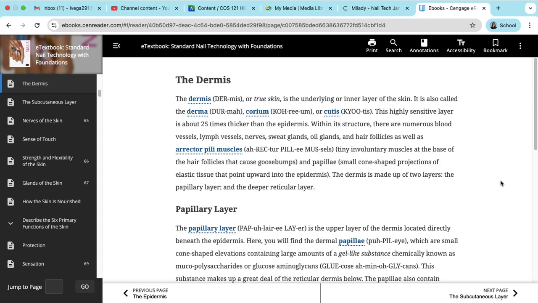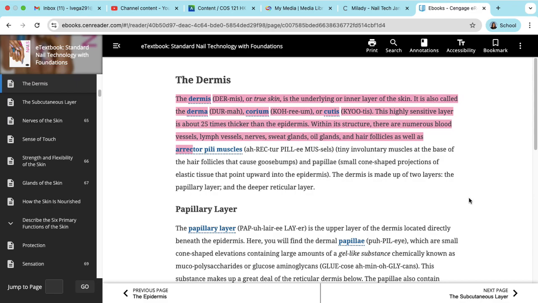Then we have the dermis. The dermis is the true skin. Underlying or inner layer of the skin is also called derma, corium, or cutis. This highly sensitive layer is about 25 times thicker than the epidermis. Within its structure, we have the blood vessels. Then we have the arrector pili. The arrector pili is what we call the goosebumps. Okay, so this is a tiny involuntary muscle at the base of the hair follicles that cause your goosebumps.